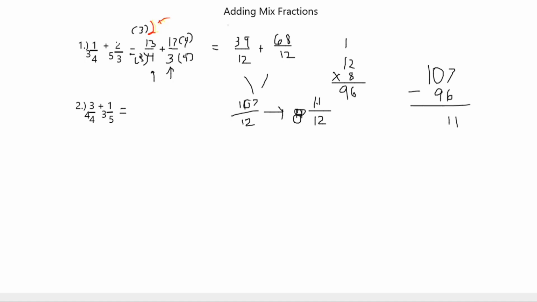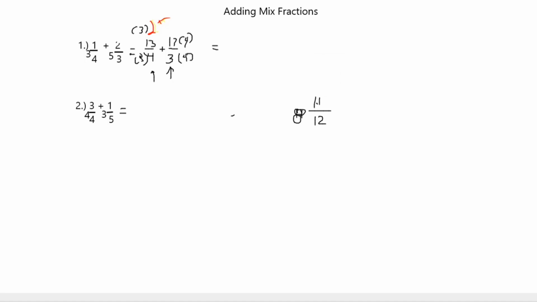So let's erase a few things here. And then write our answer. You can just basically check this: if we multiply 12 times 8 and then add 11, we're going to have the same fraction as earlier. So let's work on the second problem.